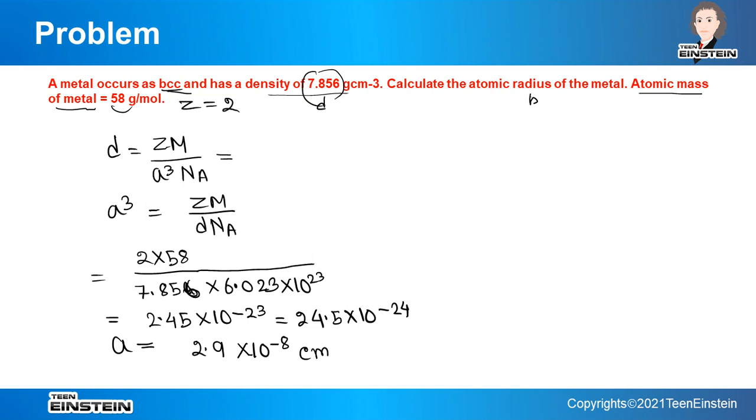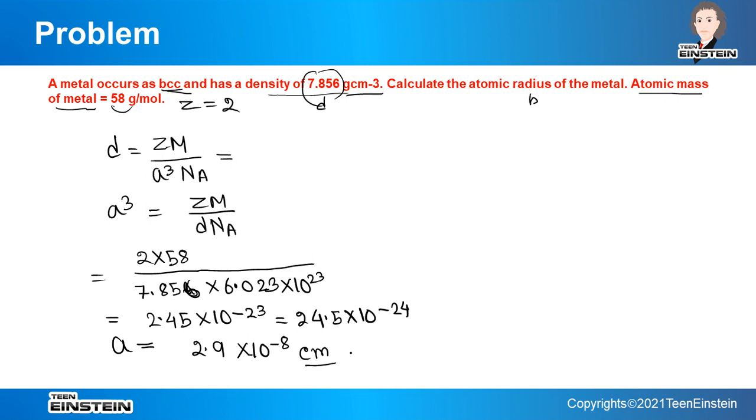because you have to be very careful about the units. You have to put the values with the same unit. Suppose it is mentioned in gram per meter cube or per decimeter cube. In that case the edge length value that we get will be in meter or decimeter. So we have to be careful about the units. Here a is 2.9 into 10 to the power minus 8 centimeter.